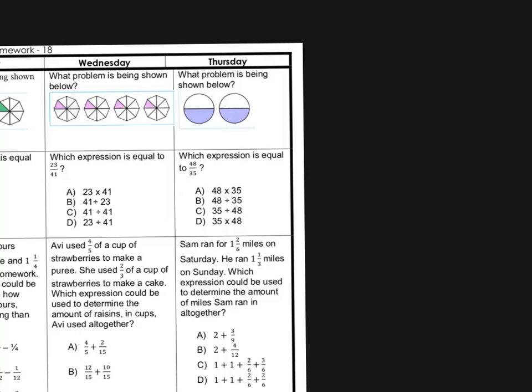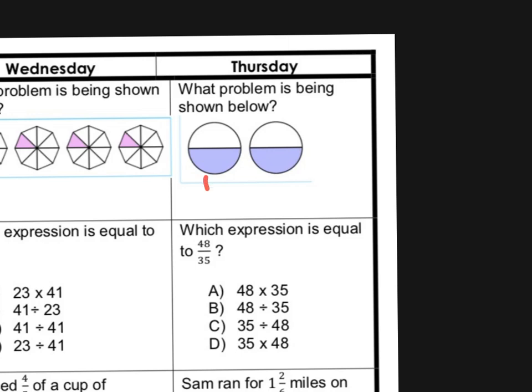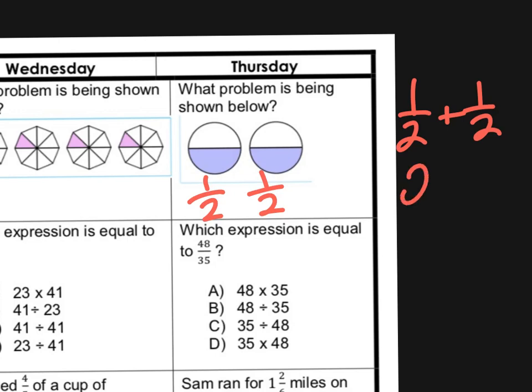This is my math homework number 18, Thursday. What problem is being shown? So that's a half and a half. So you can say it's a half plus a half, or you can say there's two copies of a half. So you say 2 times 1/2, because there's 2 of them.